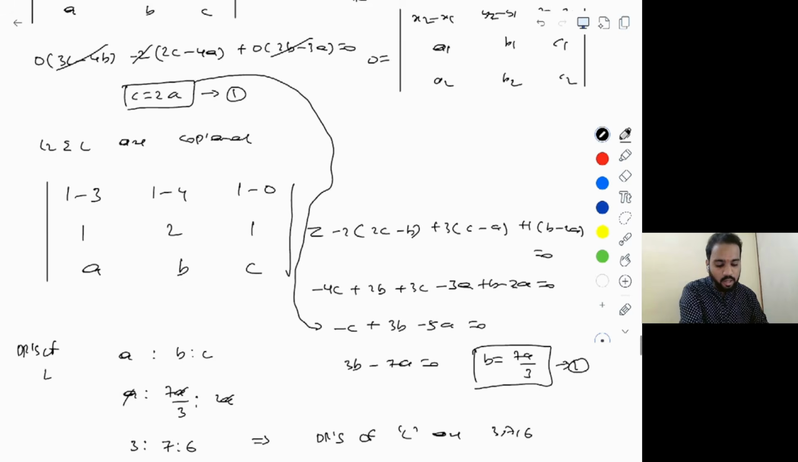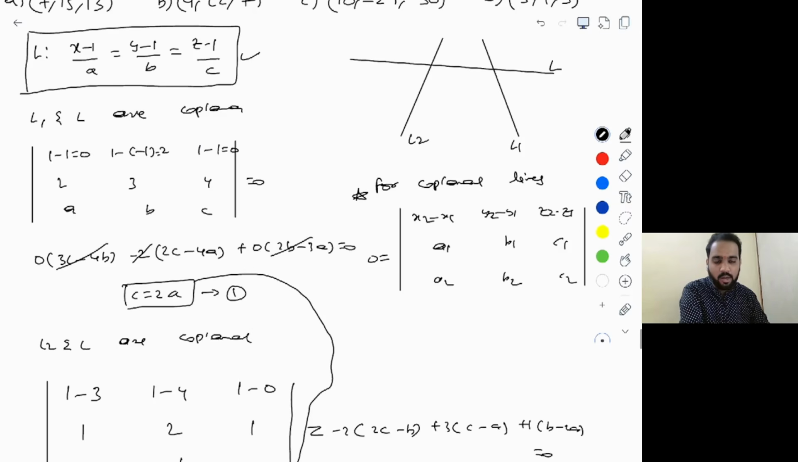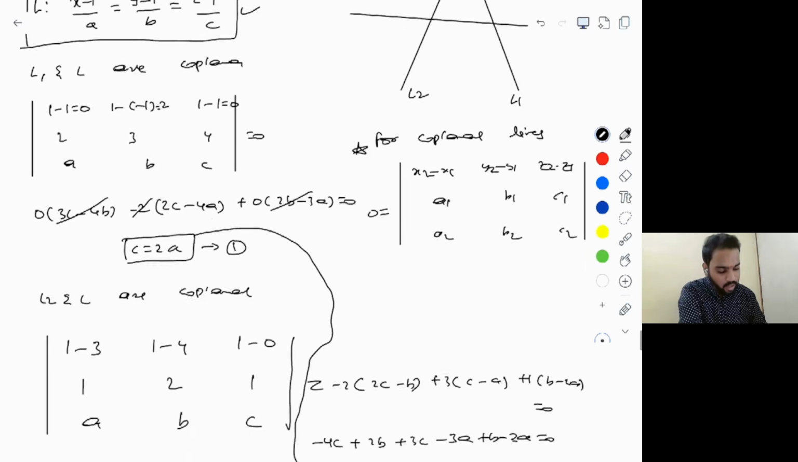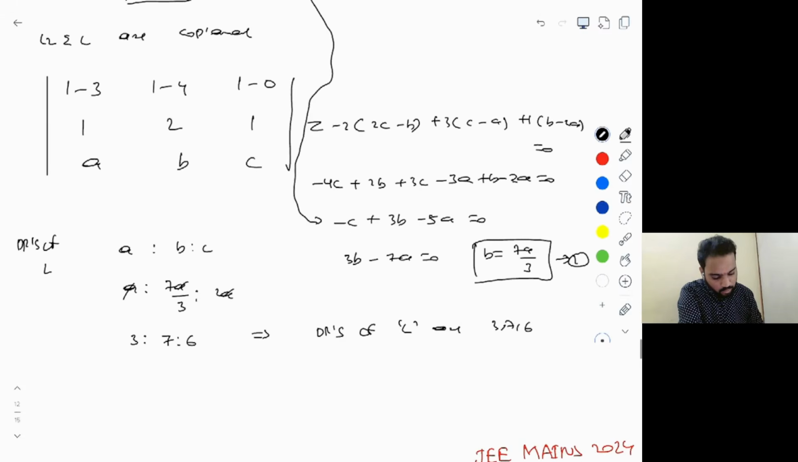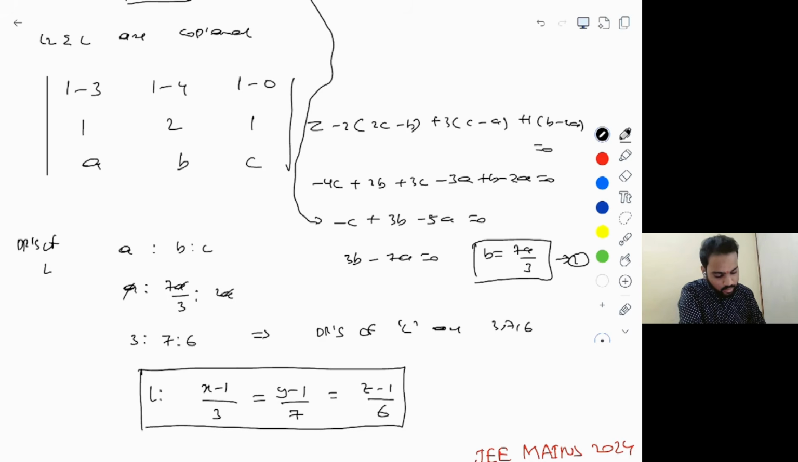Now what is that? We have directly the DRs of the line L, and also it is passing through 1, 1, 1. And now let's construct the equation of line L, that is x minus 1 divided by 3 is equal to y minus 1 divided by 7 is equal to z minus 1 divided by 6. So this is your line L.